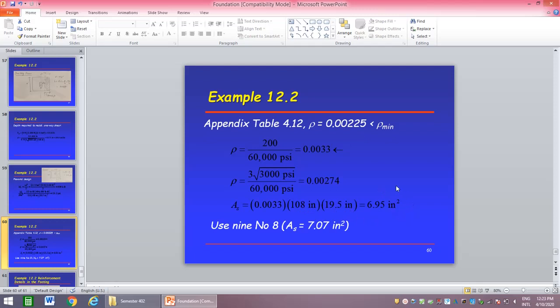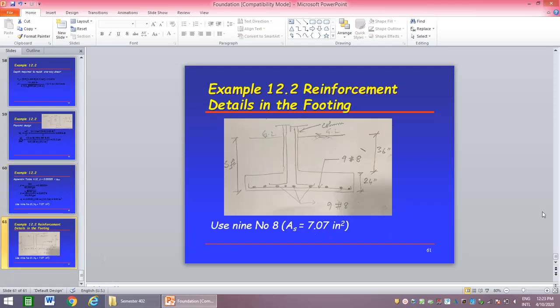And then from the table data sheet, you can find out, use 9 number 8, that is As is equal to 7, which is a little bit more than this. So this reinforcement is provided in both directions, that is use 9 number 8. So number 8 bar 9, 1 2 3 4 5 6 7 8 9 here, and 6 in this direction, 9 here, number 8 bars. If you see this here, 9 number 8s. So this means in this direction also, this is 9 feet.